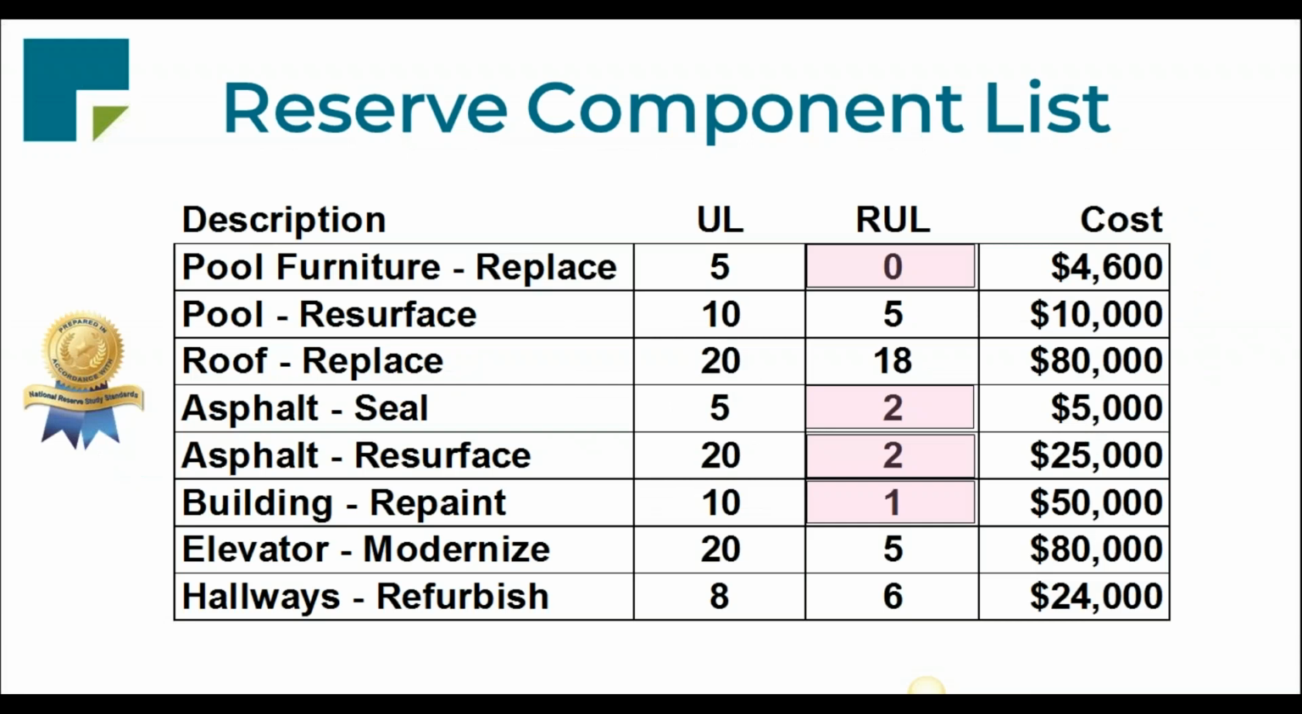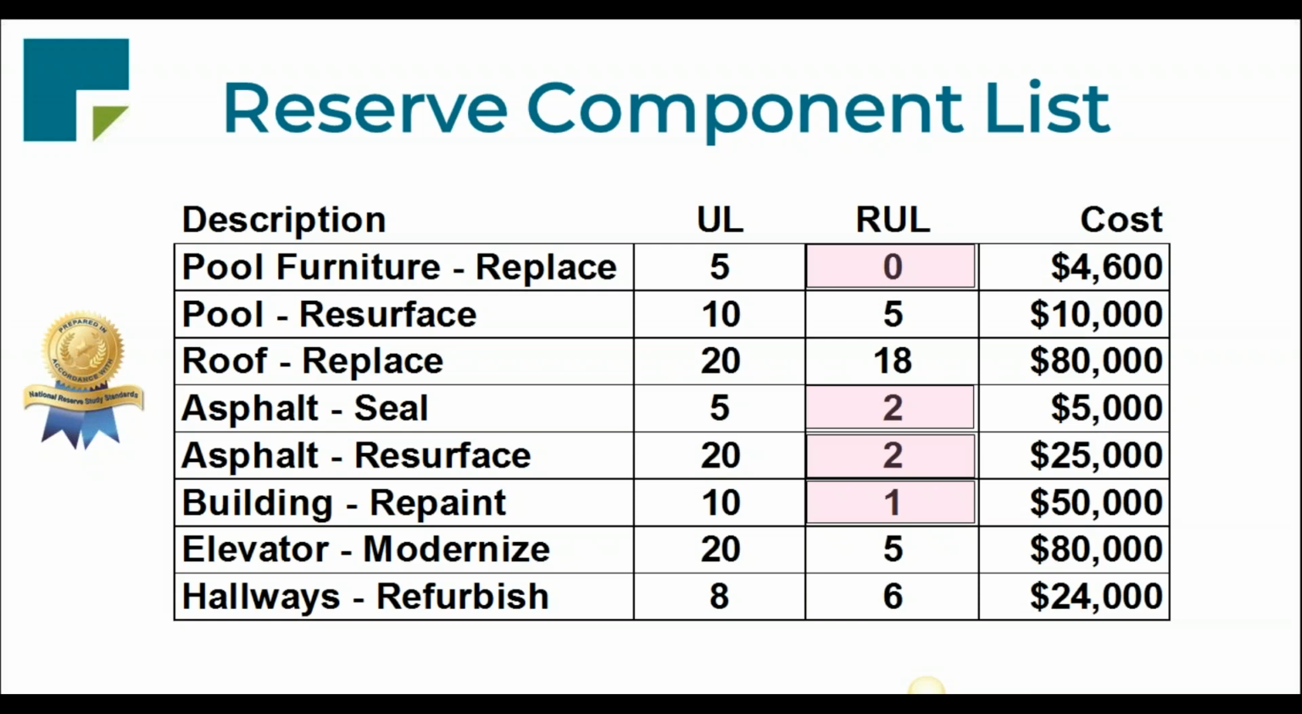This is the component list we've been using for this webinar. By focusing on individual line items, the component method will require the pool furniture fund to have $4,600 in the initial year to pay the bill for the pool furniture. The asphalt seal and the asphalt resurface funds need to each have $5,000 and $25,000 within 2 years, and the building repaint fund will need to have $50,000 by next year.